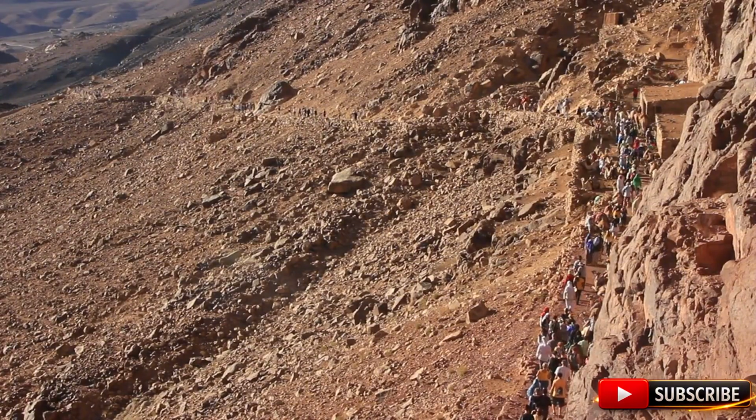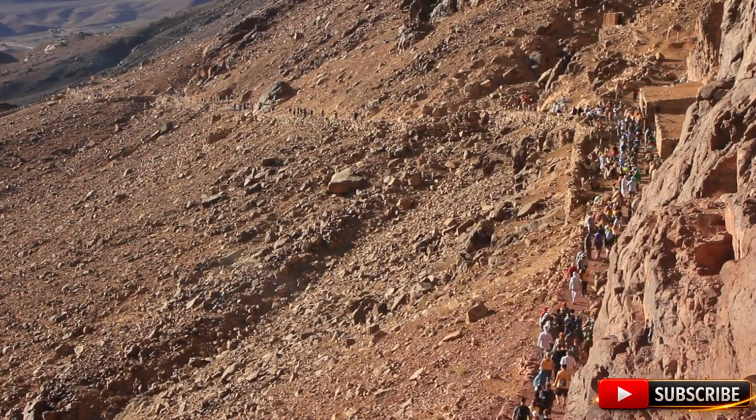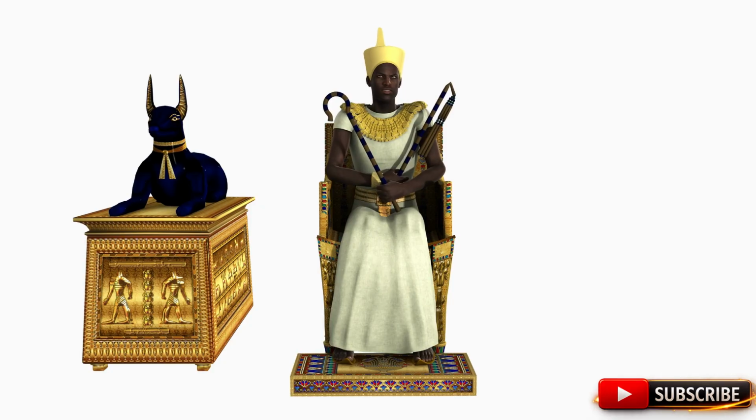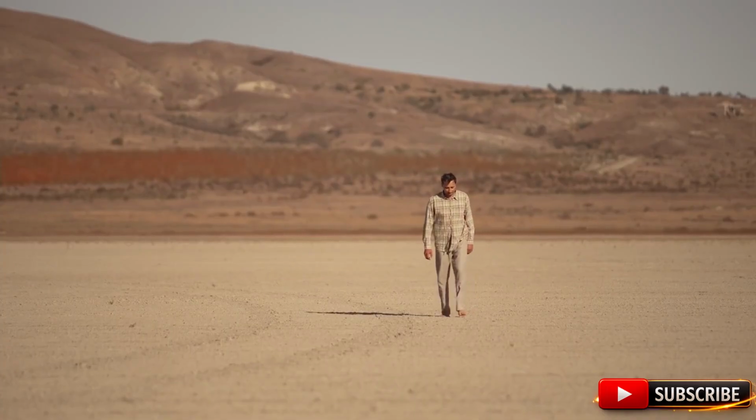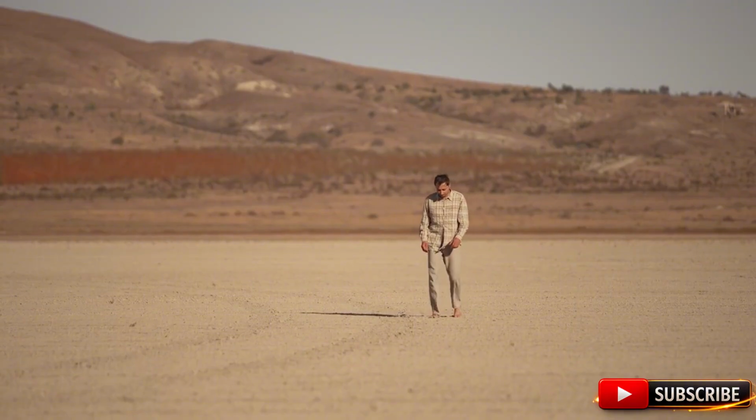Next, introduce Aaron, Moses' brother and spokesman. Aaron will speak for Moses in Egypt. Moses sets off to return to Egypt with his family.